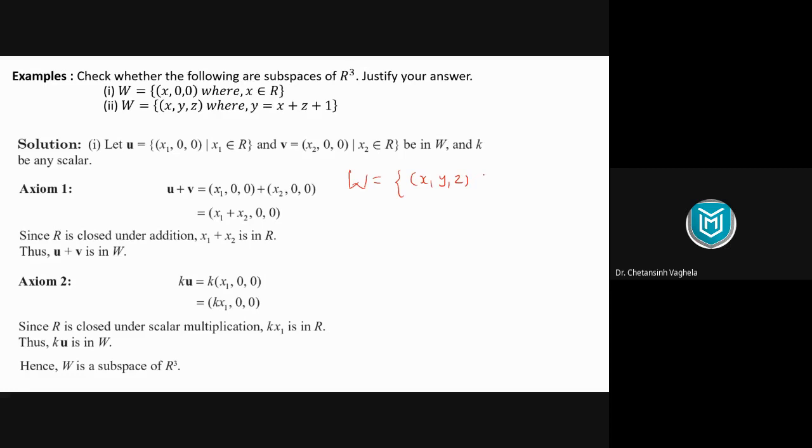So it is (x, y, z), where y is equal to x plus z plus 1.